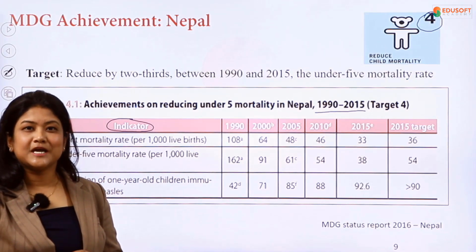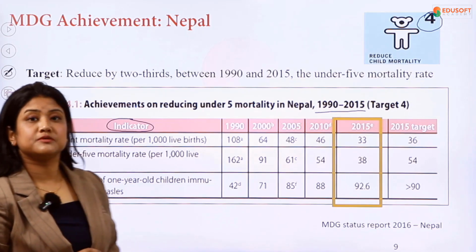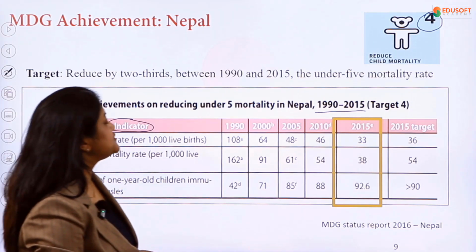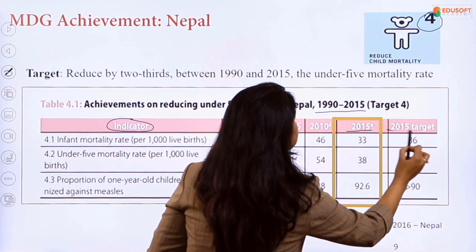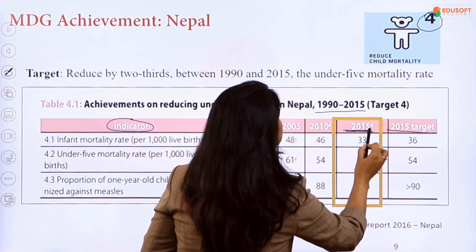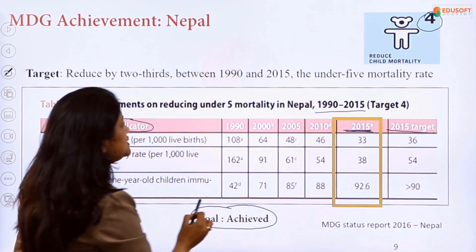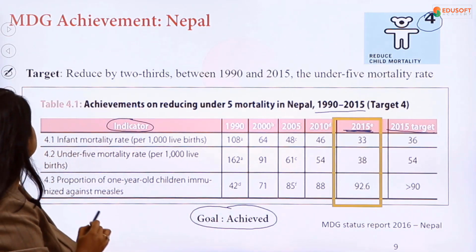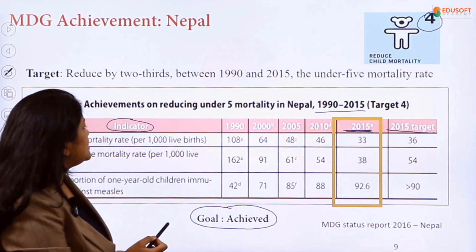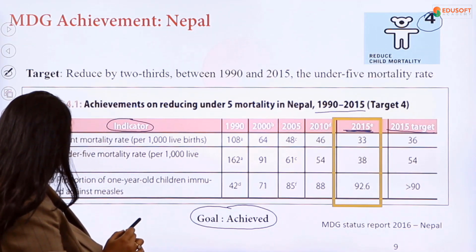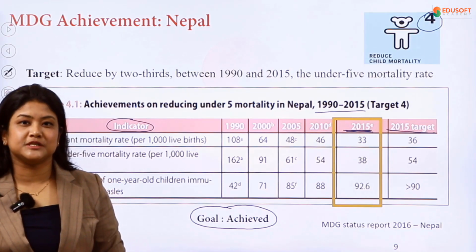So what are the achievements that Nepal could make in terms of these indicators? In 2015, all our targets were achieved, as we can compare here in the slide. These are the targets, and this is what Nepal could achieve. All our goals in terms of reducing child mortality were achieved in 2015: infant mortality rate, under 5 mortality rate, and proportion of 1-year-old children immunized against measles. So all these targets could be achieved from the Millennium Development Goals in Nepal.